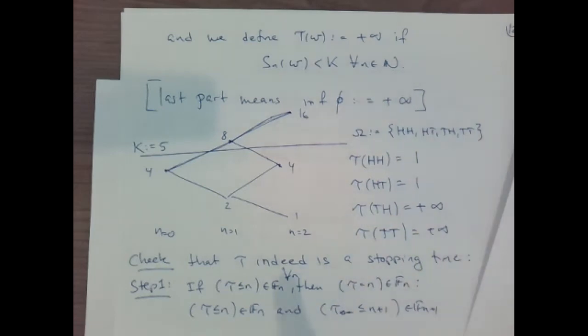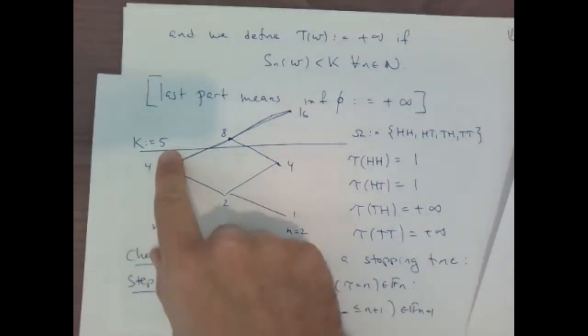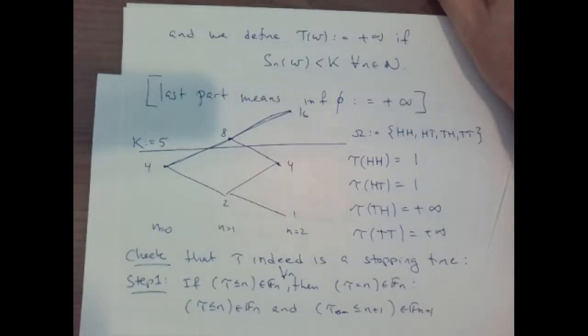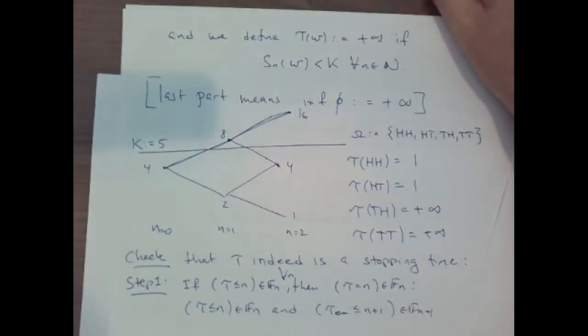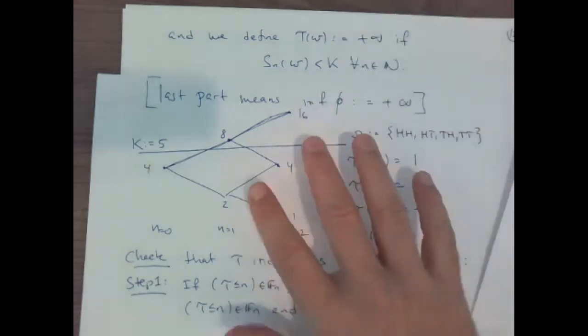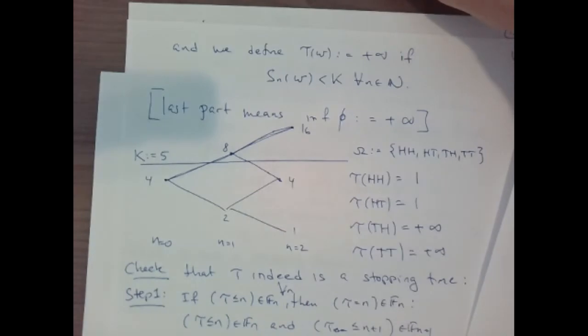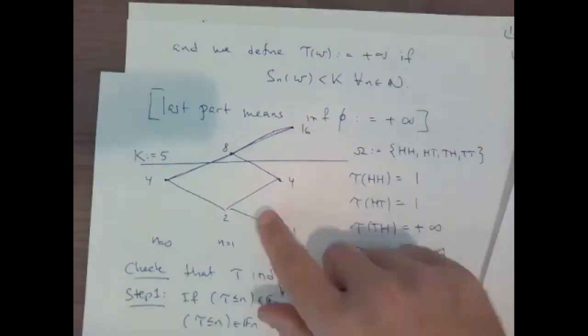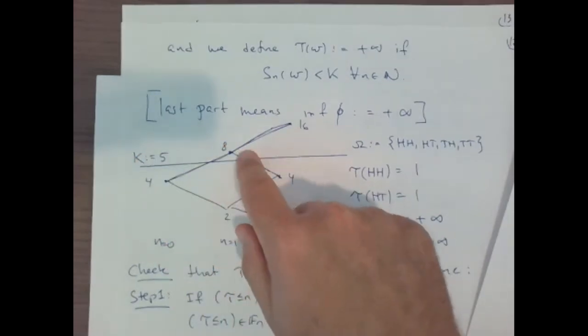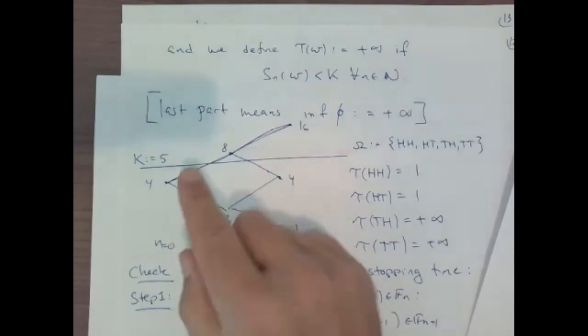Well, here we're looking at the first time that you get at or above the threshold 5. The same thing would work if I changed K. If K is equal to 8, then as we move along up to time 1, we would still be able to answer the question whether or not the stock price has gotten at or above 8 at time 1.